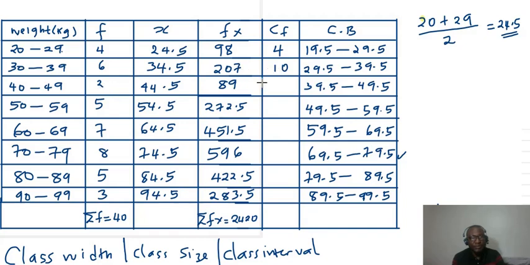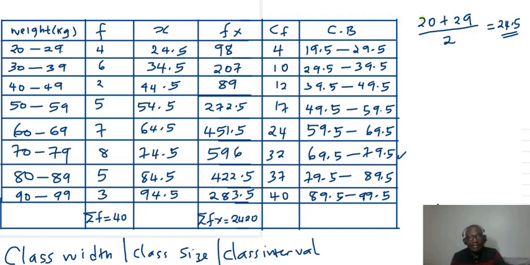10 plus 2, we get a 12. 12 plus 5, 17. 17 plus 7, we get 24. 24 plus 8, we get 32. 32 plus 5, we get 37. 37 plus 3, we are getting the 40. So that's how we get the cumulative frequency.